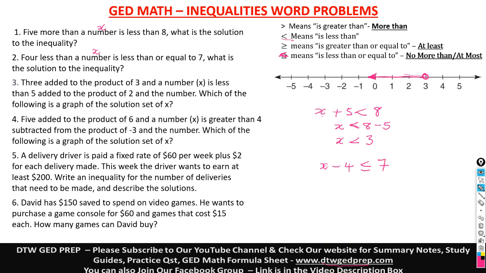So we now solve. Here, x, take negative 4 to this side. It becomes 7 plus 4, because the sign changes to the opposite sign. So we have x less than or equal to 7 plus 4, which is 11. We don't have 11 here, so let's assume 11 is here.